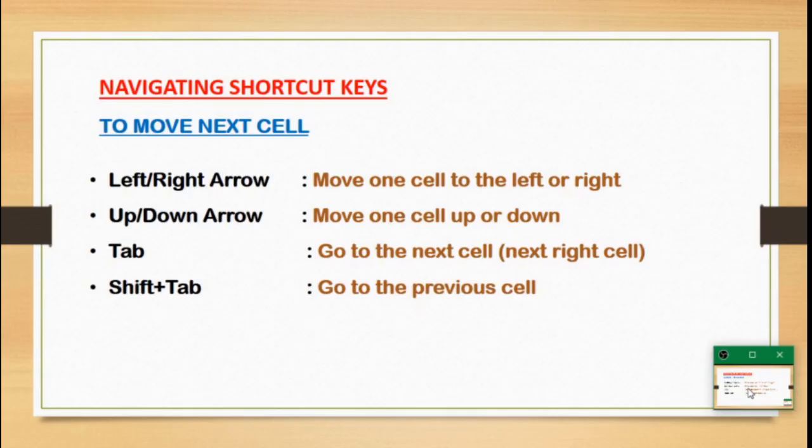This picture shows how we can move to the next cell in a worksheet. If you want to move one cell to the left or right, you can use the left or right arrow key. If you want to move one cell up or down, you can use the up or down arrow key. If you want to move to the next cell, you can use tab. If you want to move to the previous cell, you can use shift plus tab.